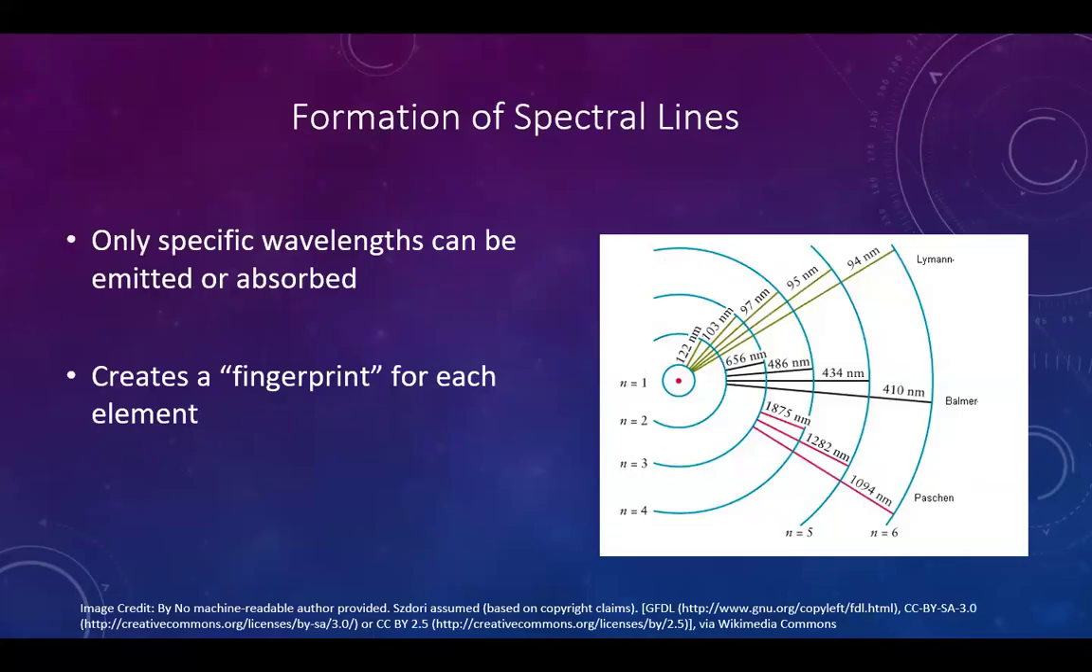So only specific wavelengths can be emitted or absorbed, and this creates a fingerprint for each element. When you have a molecule, the electronic states get a lot more complicated, and so the fingerprint gets a lot more complicated.